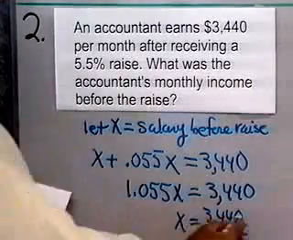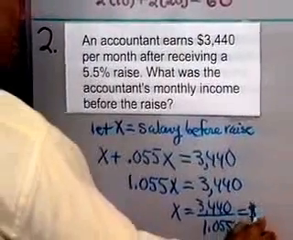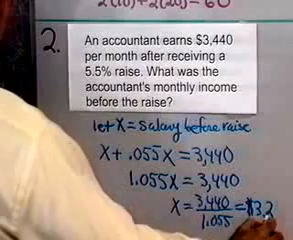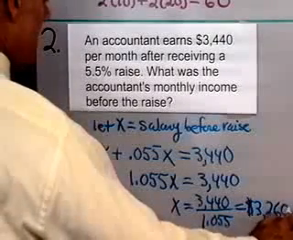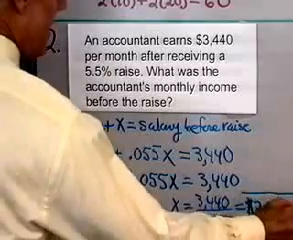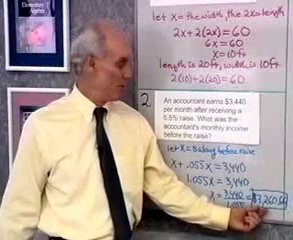And that comes out to be equal to, when I do this on a calculator, I'm just going to write my dollar sign here, $3,260. And I'll just go to the nearest cent, 66 cents. So that's the accountant's monthly salary before his 5.5% raise.